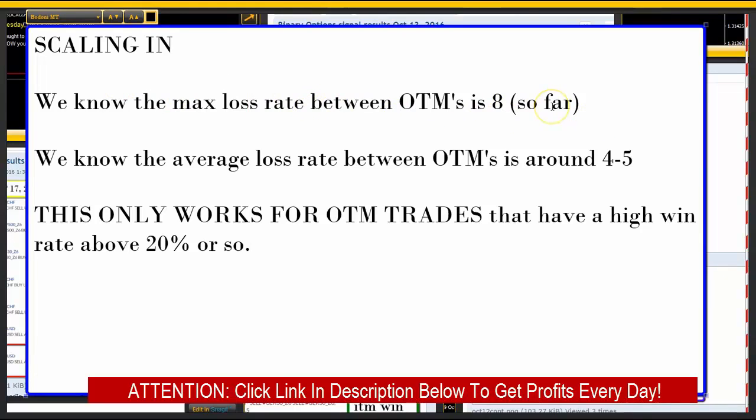So far it could go higher. Who knows? We also know the average loss rate between OTMs is around 4 to 5. It just depends. Sometimes 2, sometimes 3, sometimes 6. One time 8. That's fine. Now this only works for OTM trades that have a high win rate above 20% or so. You can't use this on OTMs like, for 2 hours out, 50 pips out of the market and buy it for like $3. It's not going to work. You're going to lose all your money. You need to stay within the market range.